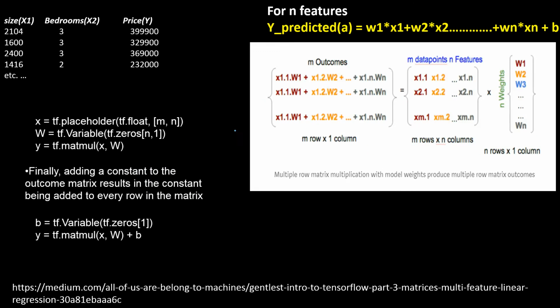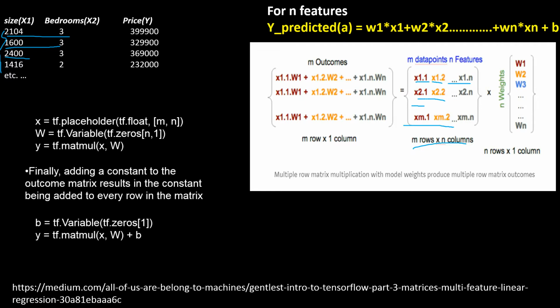Now consider that instead of one example there are m examples. In that case we'll have m rows into n columns, where each row represents one example. This is the first example, x1 of 1, x1 of 2, x1 of n. Then this is the second example, suppose 1600, 300 here. Then the third example 2400, and so on up to the last. But the number of weights remains the same, w1 up to wn.